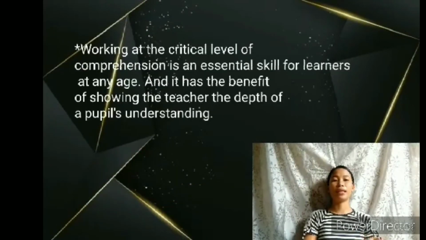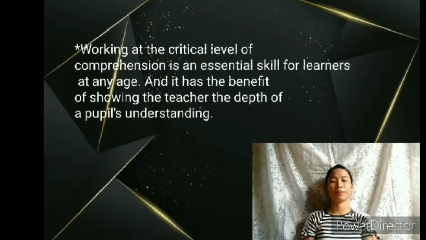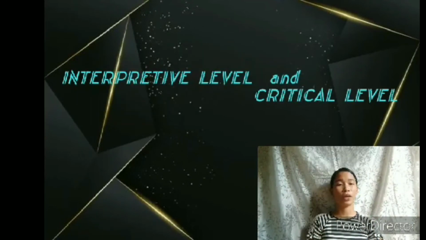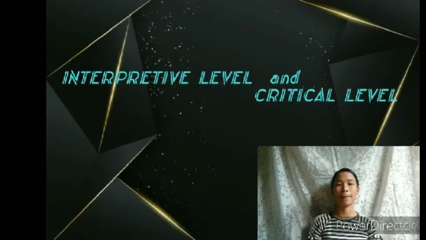Working at a critical level of comprehension is an essential skill for learners at any age, and it has the benefit of showing the teacher the depth of a pupil's understanding. In interpretive level of comprehension, it's all about finding meanings and understanding of the text, while in critical level of comprehension, it's all about making judgments, making evaluations, giving opinions and ideas about the text.